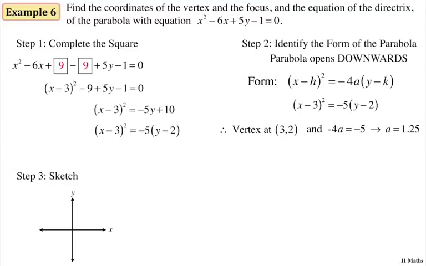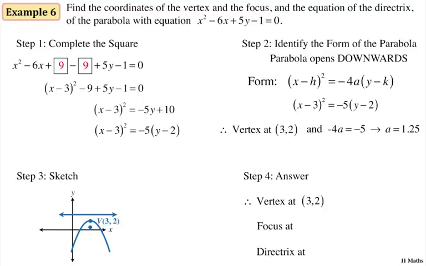Let's draw a sketch. So I know the vertex is across 3, up 2. I know that this parabola opens downwards, which means if I look at my vertex, I need to drop 1.25 units down to get the focus and rise 1.25 units up to get the directrix. Where did I get the 1.25 from? The focal length. So let's have a look.